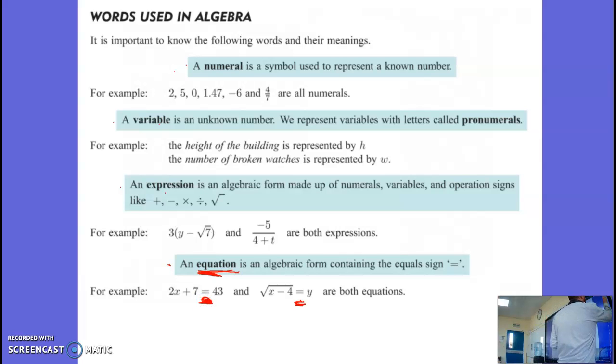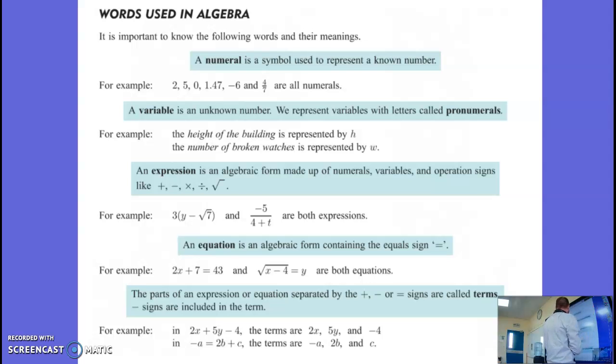All right. Next few that we might want to know is terms. Terms are all of the parts of an expression or an equation. Now, what do I mean by that? Let's have a look at this example down here. In 2x plus 5y subtract 4, there are 3 terms. 2x is a term, 5y is a term, minus 4 is a term. So we've got 3 terms in that one. They are the parts of an expression or an equation.